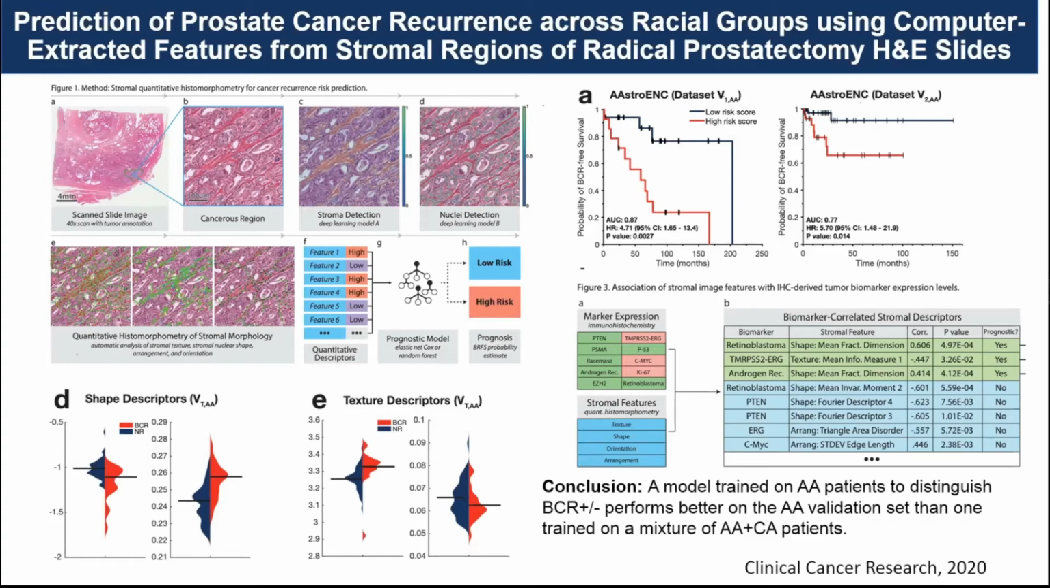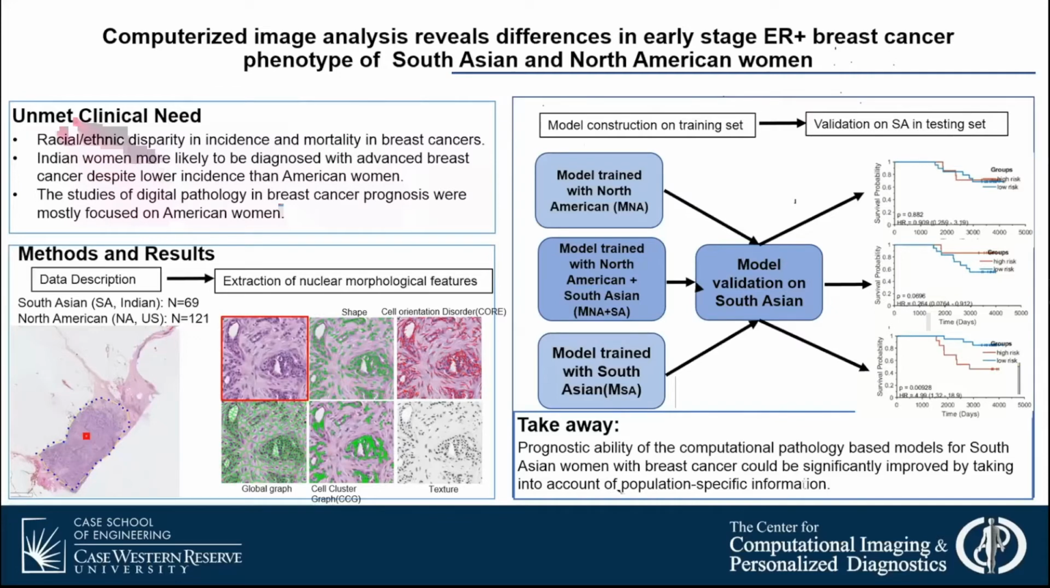creation of these models. Just a quick mention, we've also found similar differences now in studies of breast cancer, early stage breast cancer, between South Asian women with breast cancer and North American women with breast cancer, again suggesting the need for population-specific models to be able to prognosticate cancer recurrence and outcome.